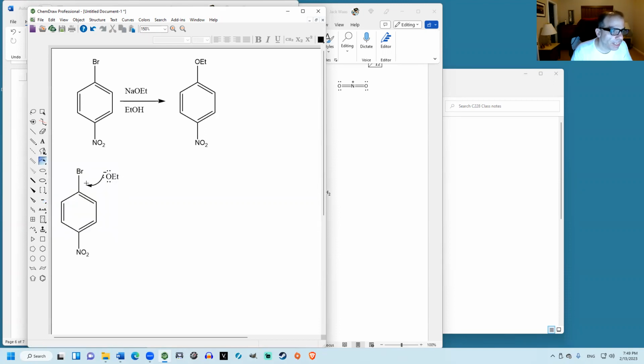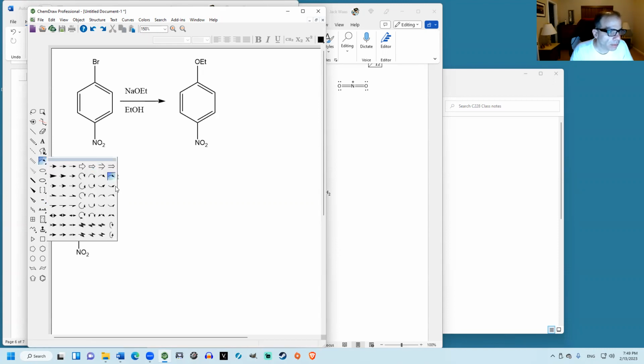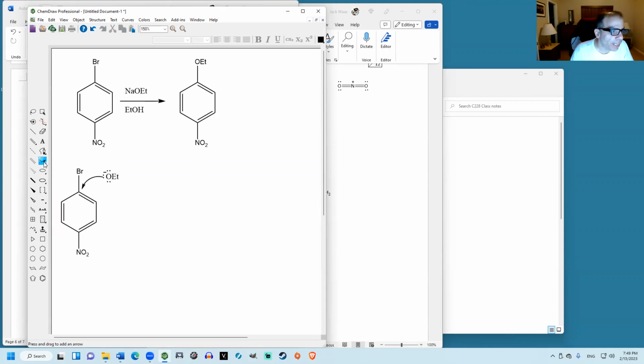So the ethoxide ion, I don't want that one. I want this one. It attacks in the same place as where the halide is. Then we push the electrons onto the next carbon, or you could push it onto this carbon or onto this carbon. Those would be equally acceptable. They're just the other resonance forms.